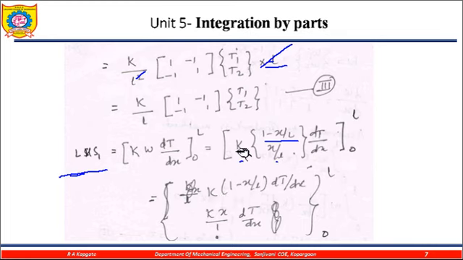By manipulating, k is multiplied by this term, k dt by dx, and this one is k into x upon L dt by dx, from 0 to L. So what we get here is 0, then minus k dt by dx at x equal to 0, and minus k dt by dx at x equal to L. So the term at x equal to 0 is q1, and this one is minus q2.